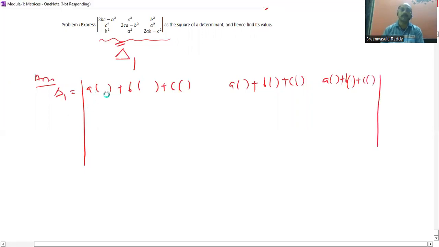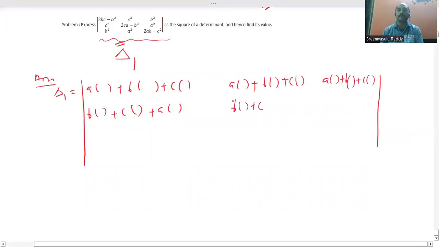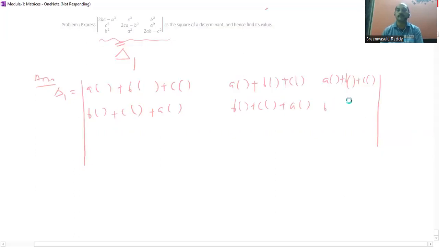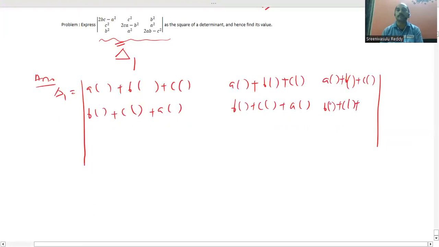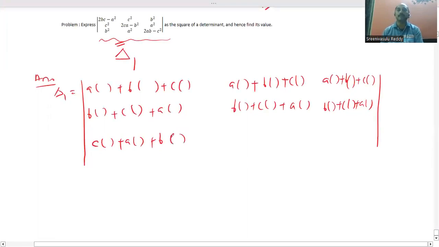Similarly, in the second row, you start from B, in cyclic order: B, C, A. B C A. The last row in cyclic order: after A, after B, the next one is C. You start from C: C A B. In the braces, we need to fill the values such that the resultant value is the same as the given del 1, because we equate these two.